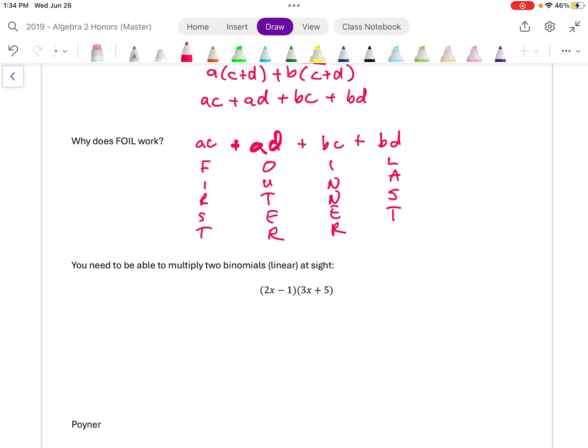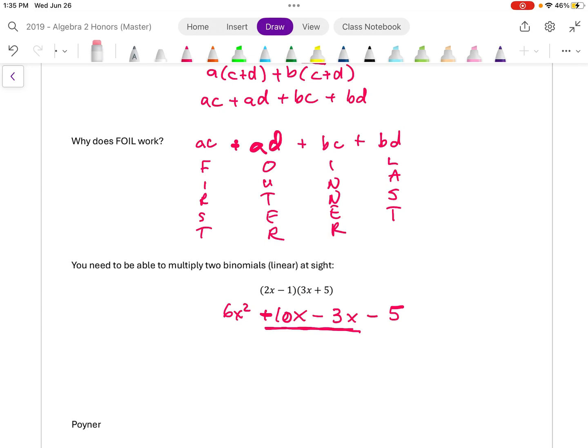Now, if we do that here using FOIL, you multiply the first two, you get 6x squared. Outer two is plus 10x. Inner two is negative 3x. And the last two is negative 5. But these two are always going to be like terms, provided the first two terms have the same variable, the second two terms have the same variable, and they're linear.